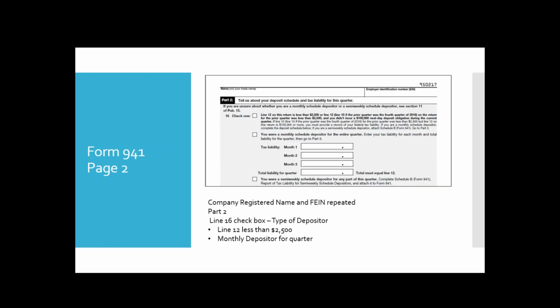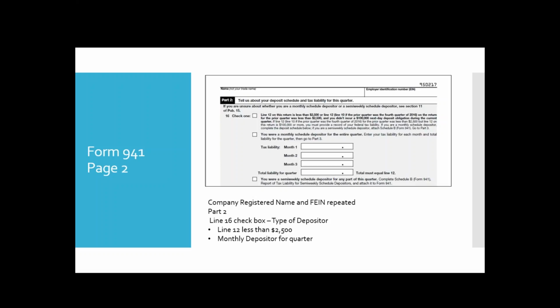If your liability for your look-back period is $50,000 or less, you will be a monthly depositor for the next year. If your total liability exceeds $50,000, you will be a semi-weekly depositor. And if your liability reaches $100,000 on any day during a monthly or semi-weekly deposit period, your taxes must be deposited by the close of the next business day.